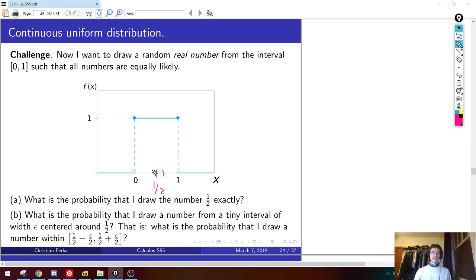Suppose I make a tiny interval whose total length is epsilon, centered around 1/2. So you could view it as this interval here, where this side is epsilon over 2, this side is epsilon over 2. So it's the interval 1/2 minus epsilon over 2 to 1/2 plus epsilon over 2. What's the probability that I draw a number in that interval?